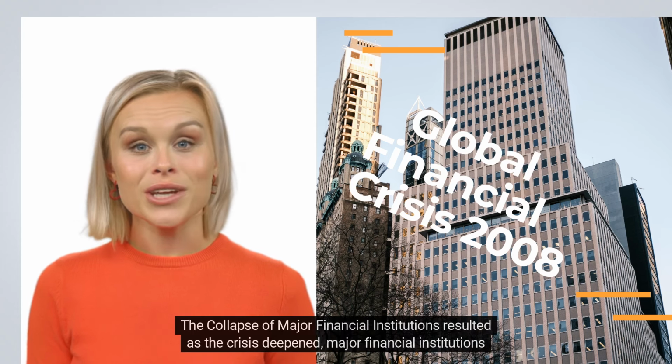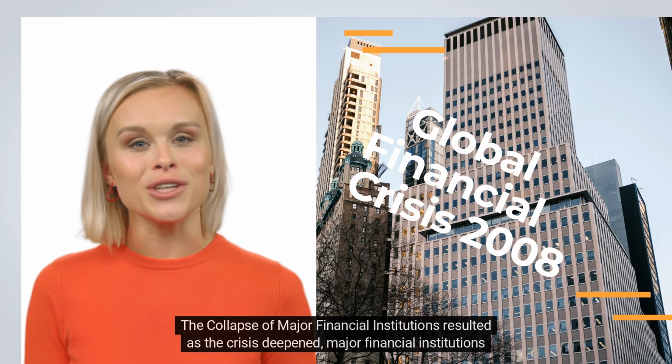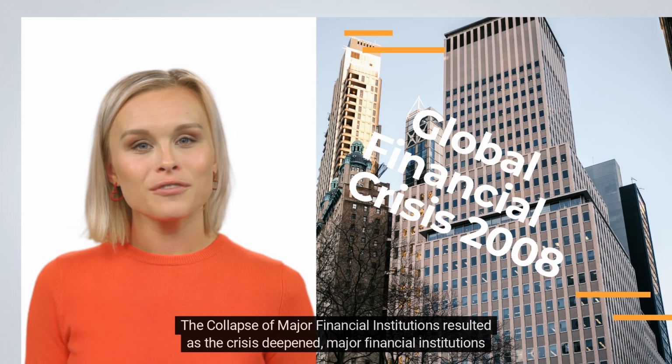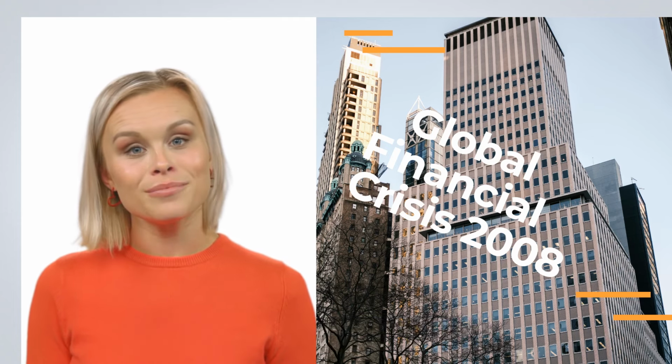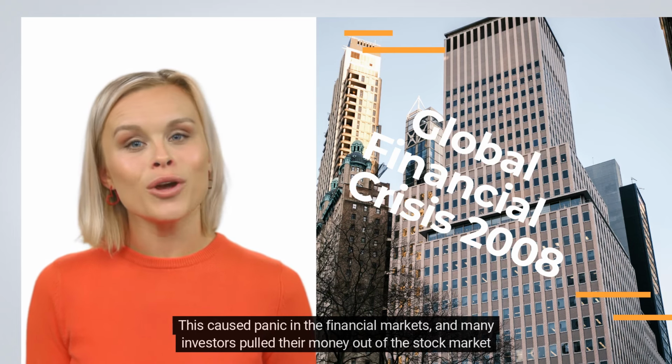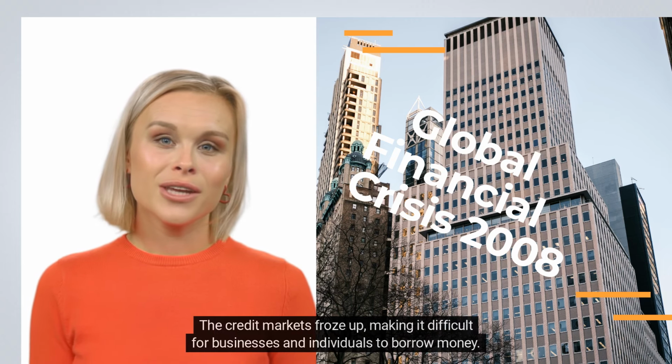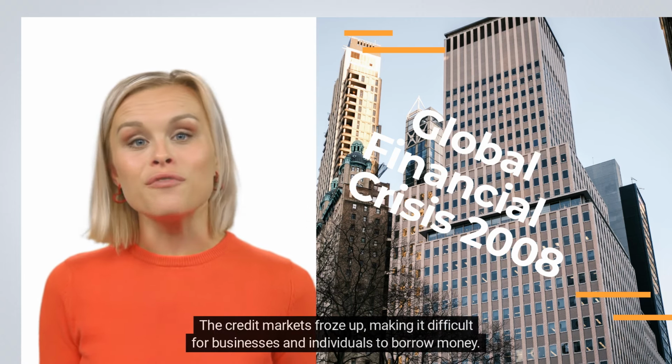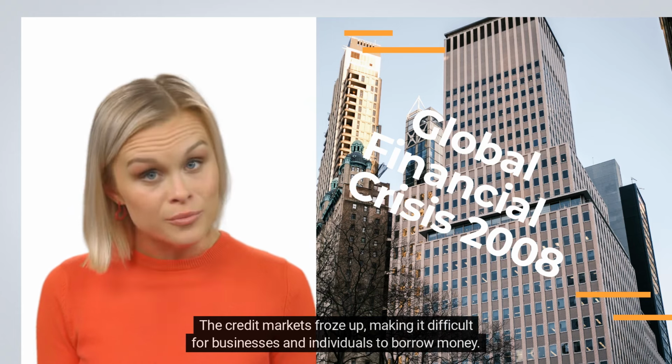The collapse of major financial institutions resulted as the crisis deepened. Major financial institutions like Lehman Brothers and Bear Stearns collapsed. This caused panic in the financial markets, and many investors pulled their money out of the stock market and other investments. The credit markets froze up, making it difficult for businesses and individuals to borrow money.